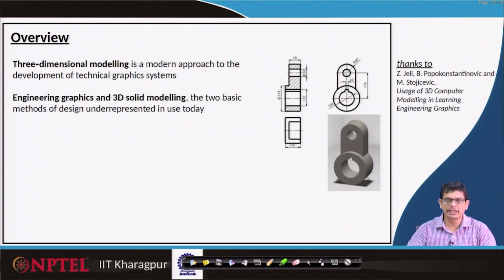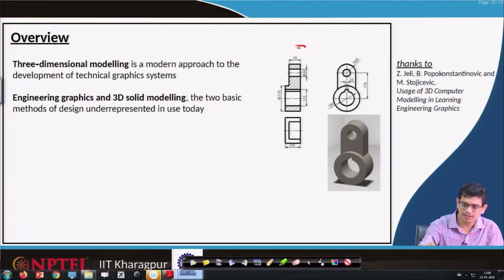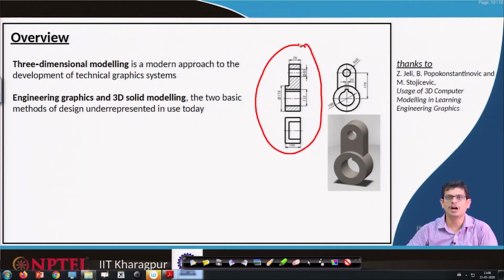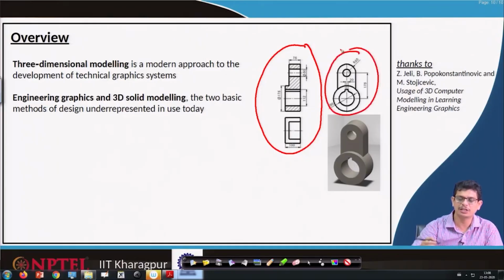Modern day engineering designs always involve three-dimensional objects and 3D solid modeling. For example, here these are the views that we usually construct on our drawing sheets. Perhaps right side view, left side view, top view, front view we construct. We try to imagine how an object really looks in 3D and try to represent that in isometric views.